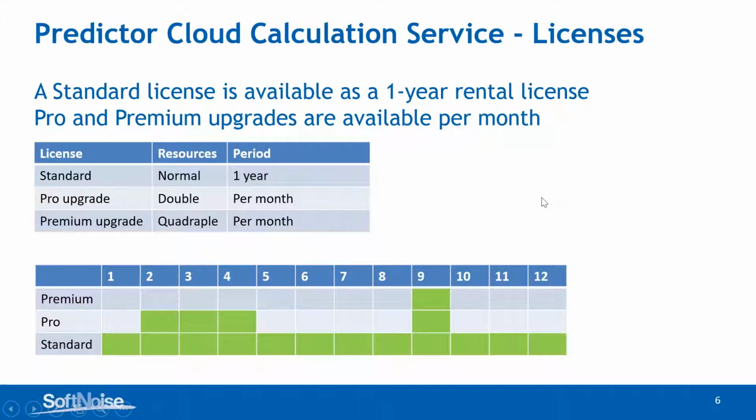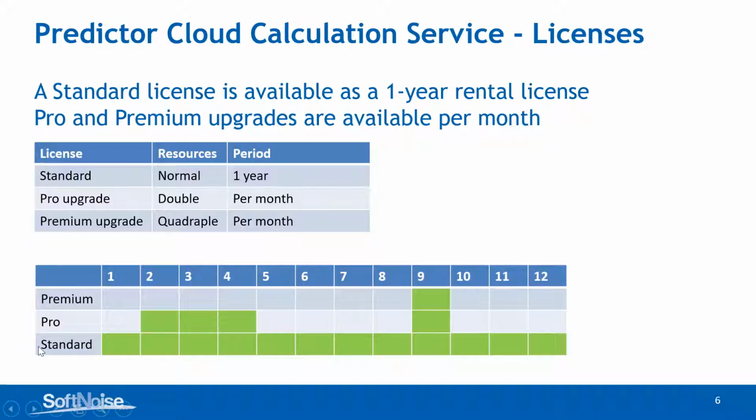Then a license. How do we offer your license? There are three types of licenses: Standard, Pro, and Premium. The basis is that you purchase a 1-year standard license, which gives you a normal performance. And within this 1-year period, you can upgrade temporarily to a Pro or a Premium. And a Pro will give you double performance, and a Premium will give you 4 times performance, quadruple.